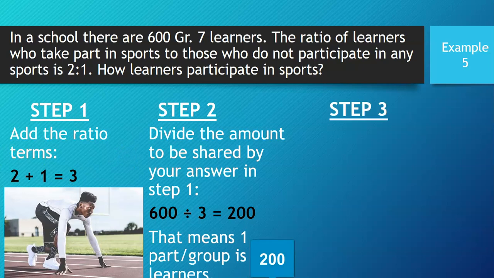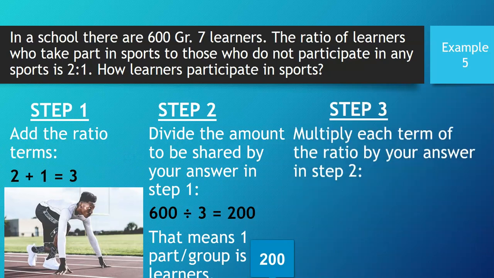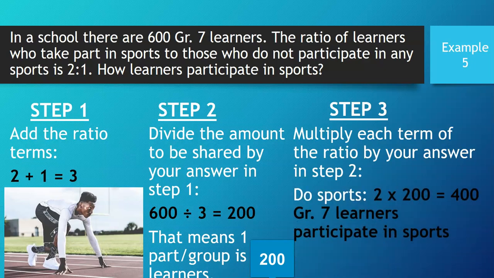And then super easy. The question was asked, how many learners participate in sports? And the answer there is 2 groups. So 2 times 200, that means that 400 learners participate in sports. So hopefully you know how to share ratio.